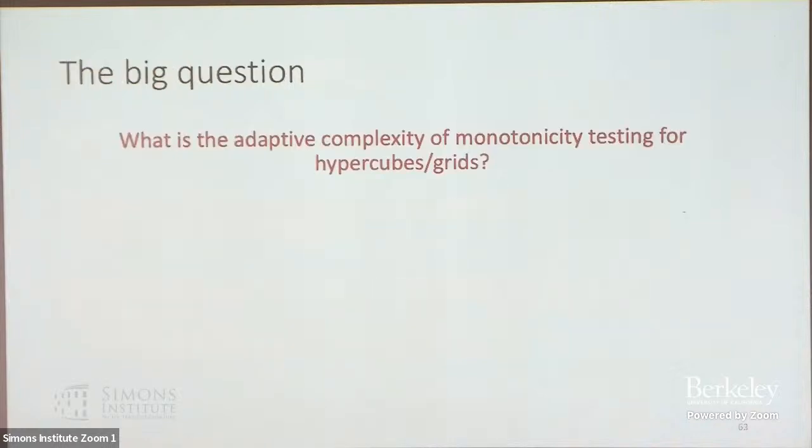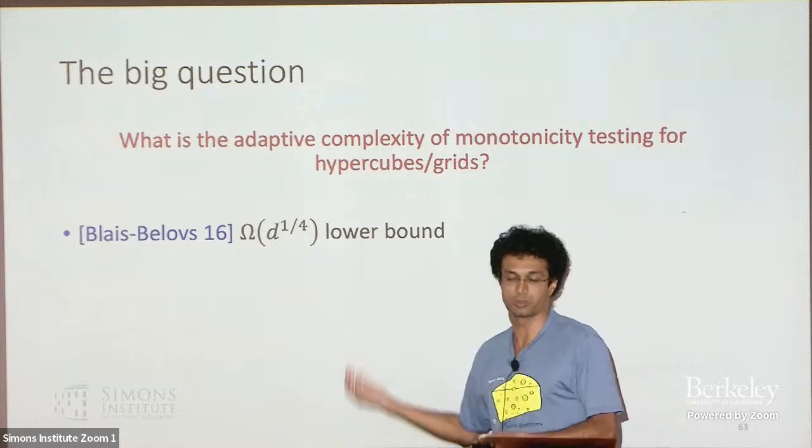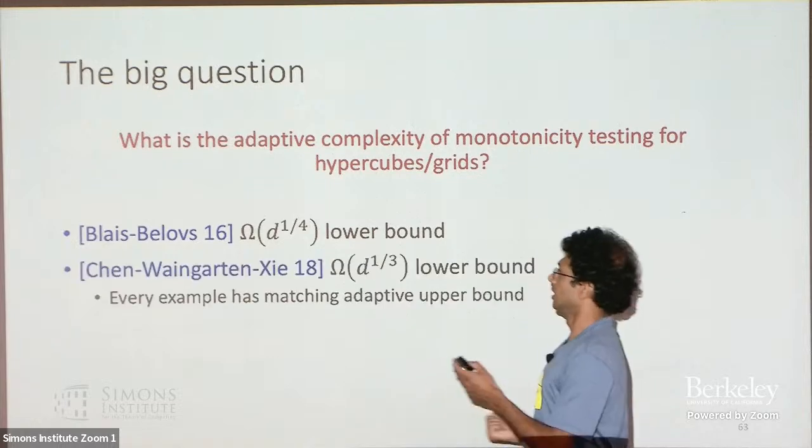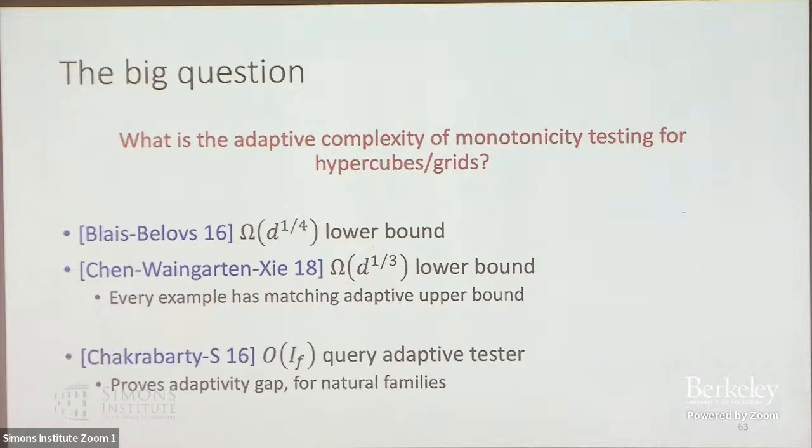Let me instead give you the big question that remains: what is the adaptive complexity of monotonicity testing for hypercubes and hypergrids? We have this root t bound with matching upper and lower bounds. There's a beautiful result of Belovs and Blais that shows there is a d to the 1/4 lower bound. Chen, Waingarten, and Xie improved that to d to the 1/3. Every example here has a matching adaptive upper bound, so it's not clear what the answer is.